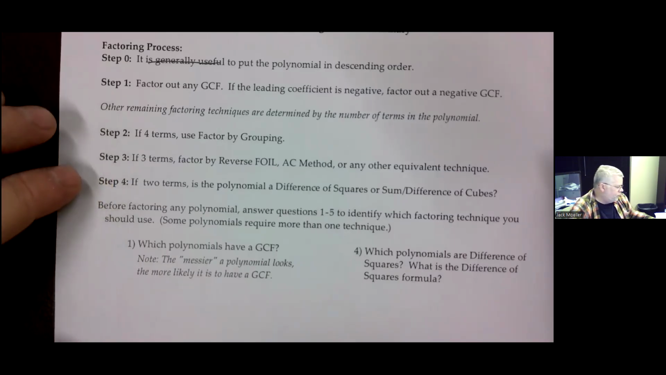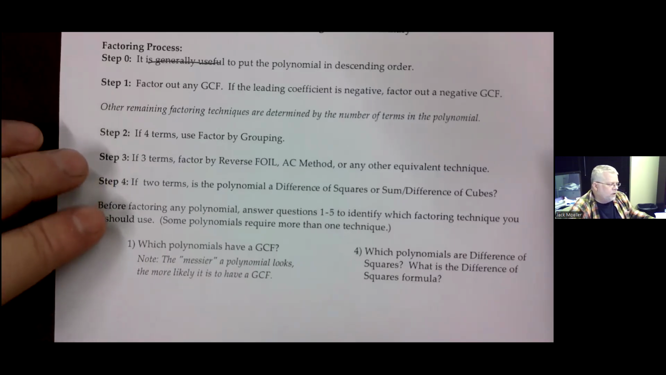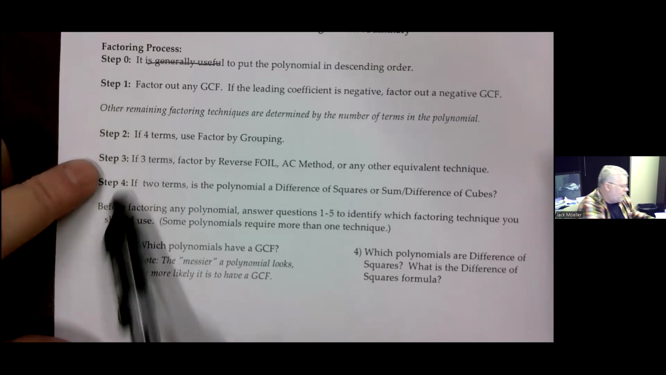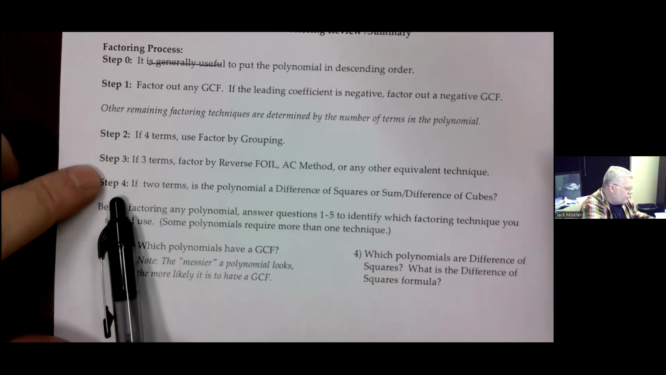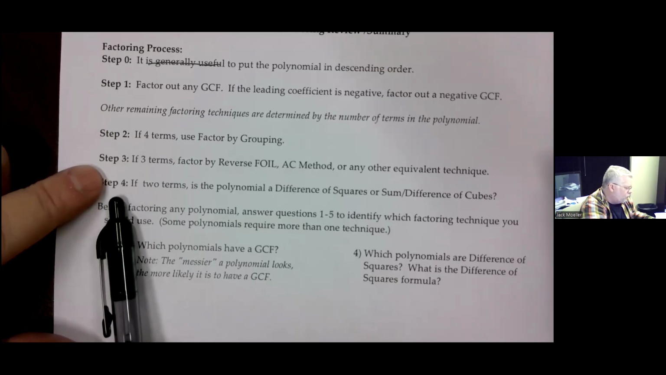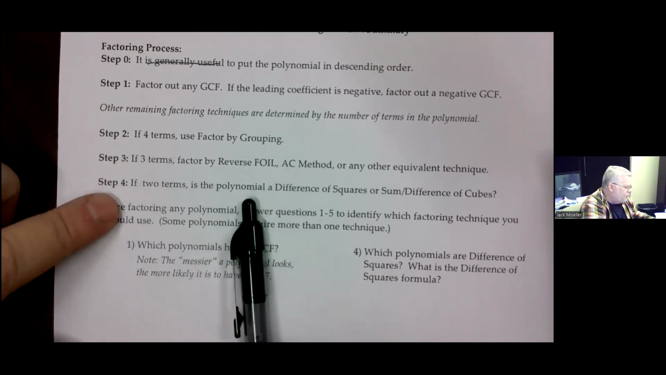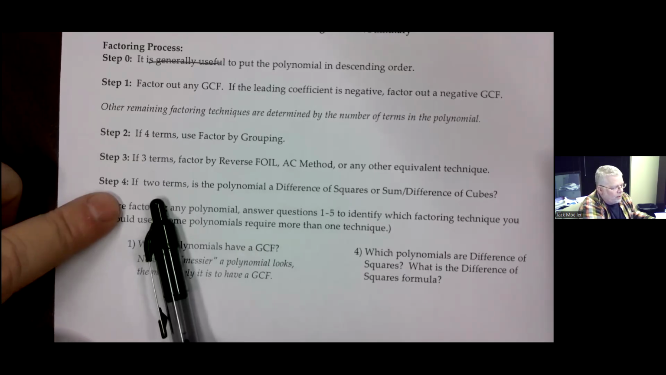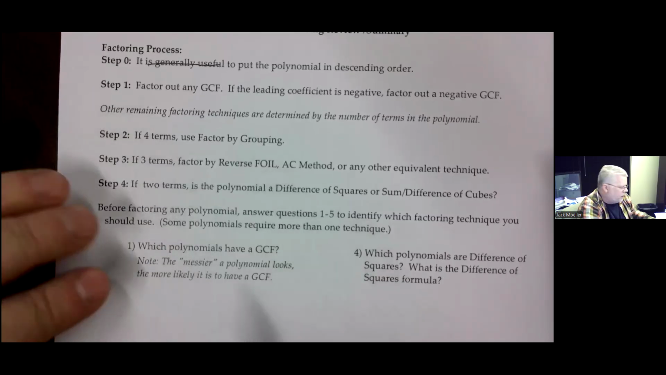Now, if it's a 2-term, a binomial, then steps 3 and 4, these are what works best for you. Difference of squares, that has to be 2 terms. It has to be a binomial. It has to be something squared minus something squared. And I'll write all this down later.